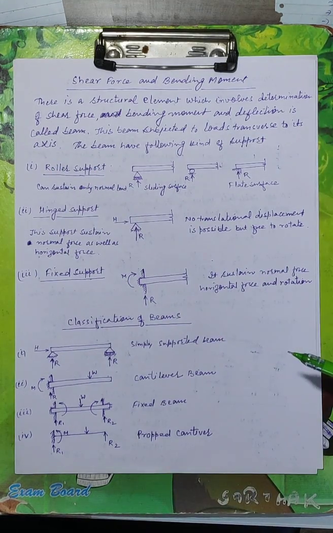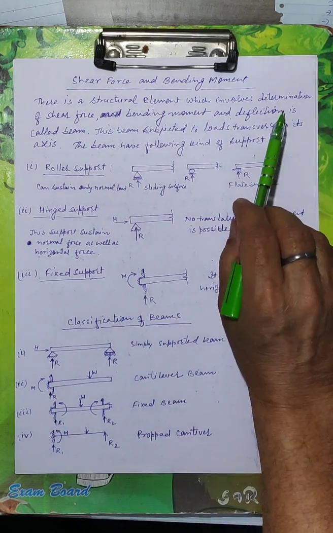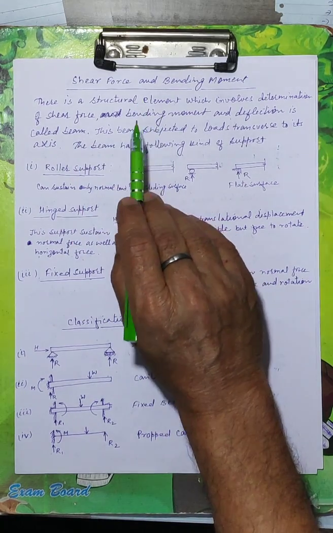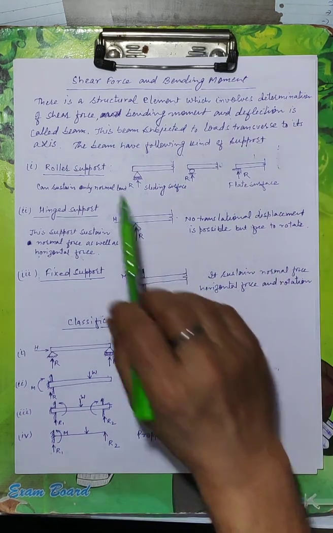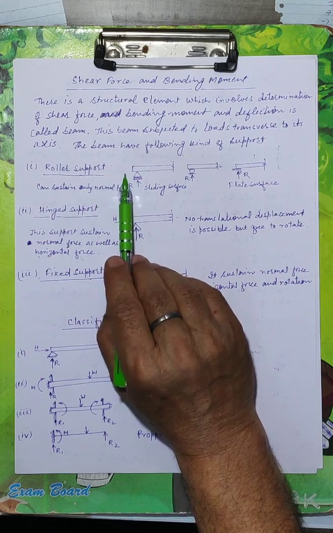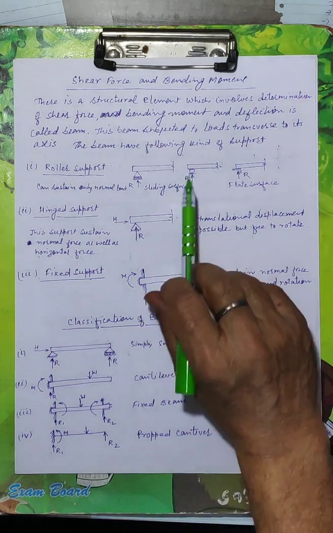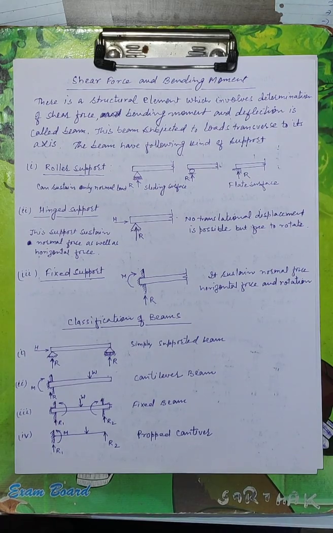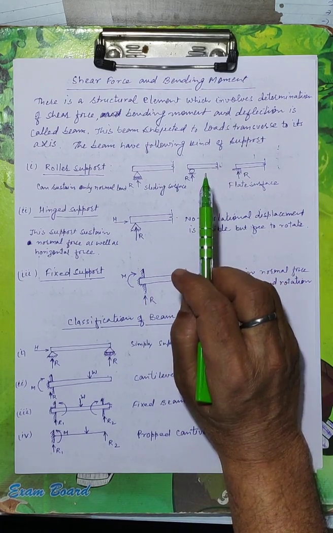So we will study about the beam first, because it is the important component or element of a structure, and this beam deals with this shear force and bending moments about which we are going to study today. Shear force and bending moment. So there is beam having following kind of support, or the characteristic and properties of beam depend upon the support. So first of all, we will study the types of support over which beam rests.